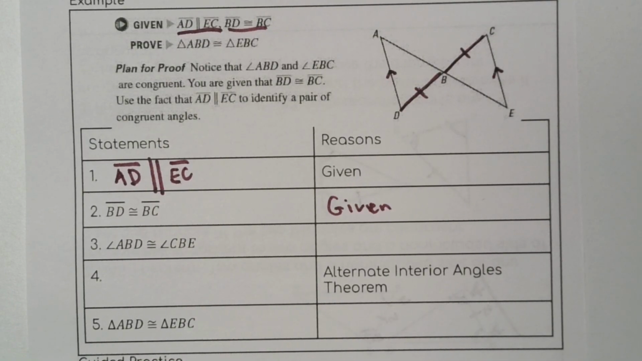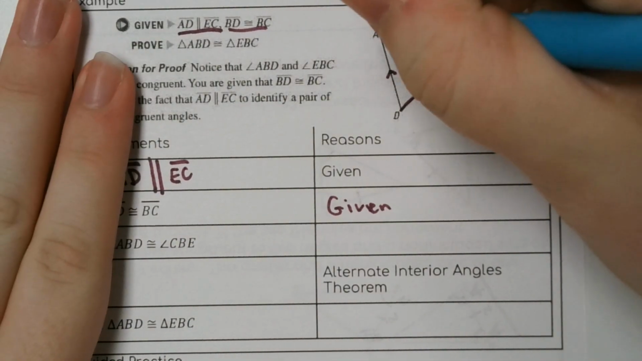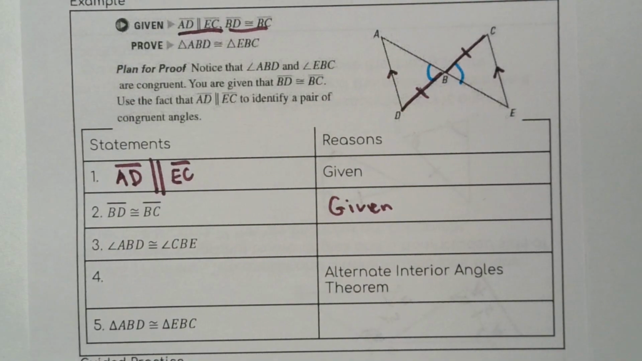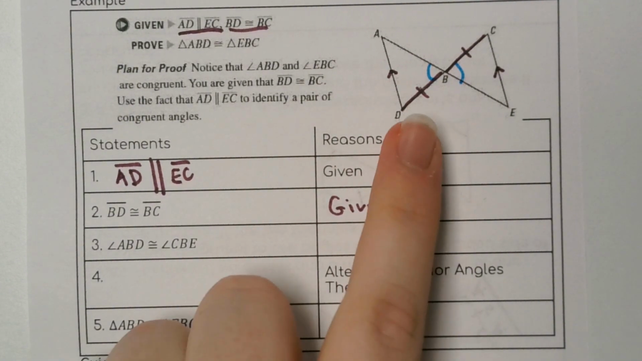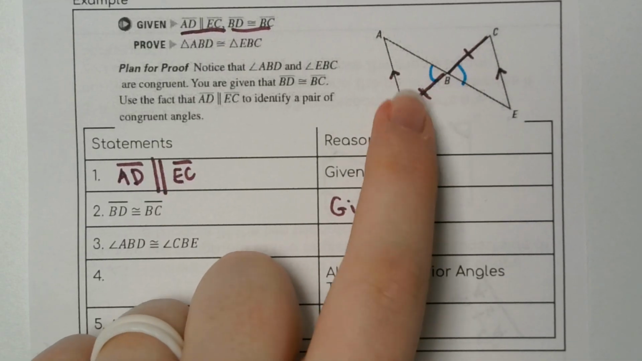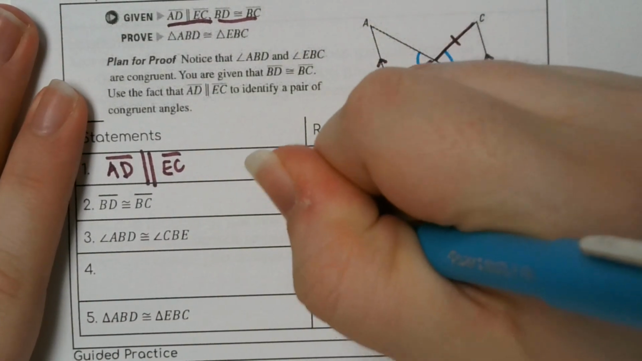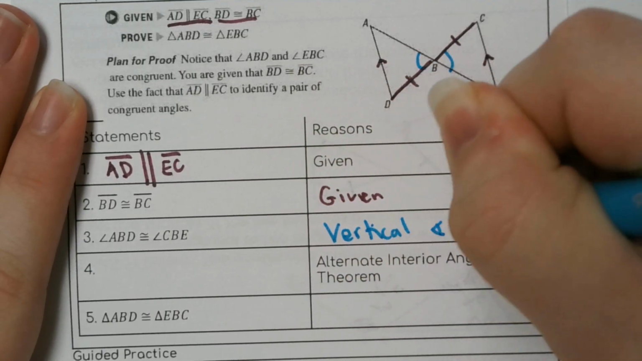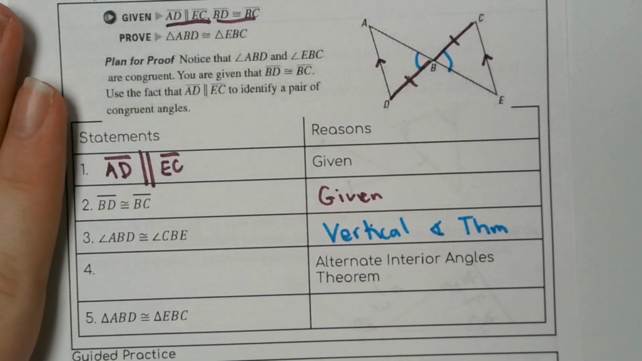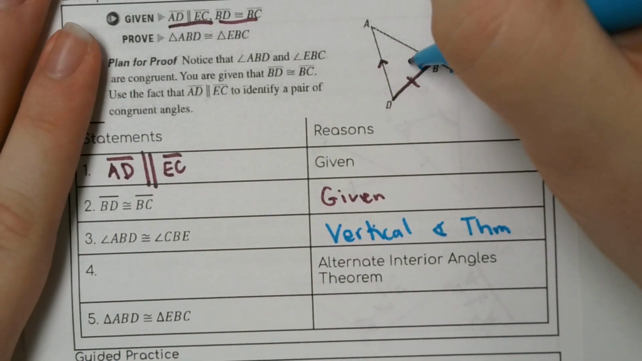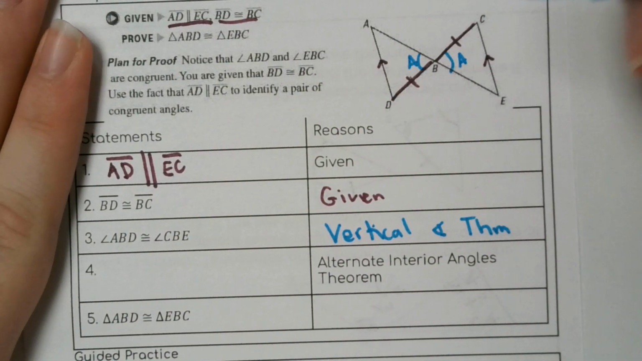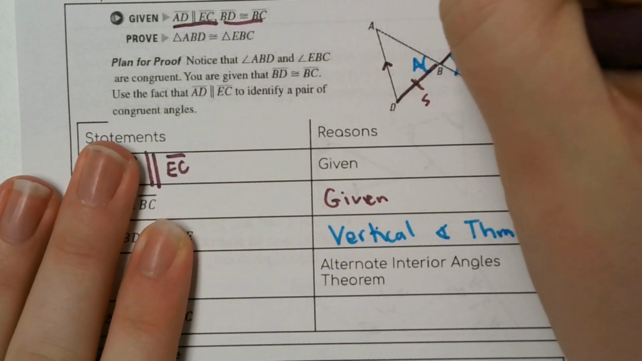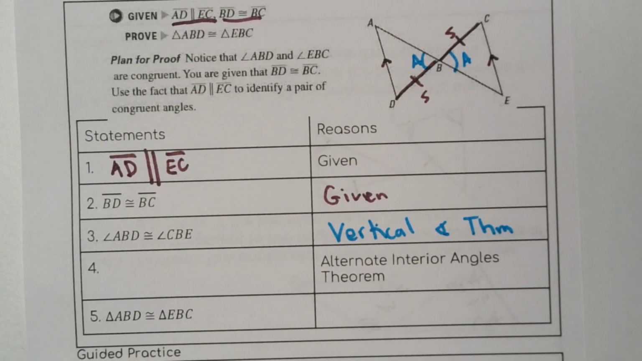Okay, then it says that ABD and CBE are congruent. Why? It didn't tell us that they were congruent, but what type of angles are those? Yeah, vertical angles. So the vertical angle theorem says that ABD and CBE are congruent. I forgot to label my side with S. So currently we have an S and an A on both.